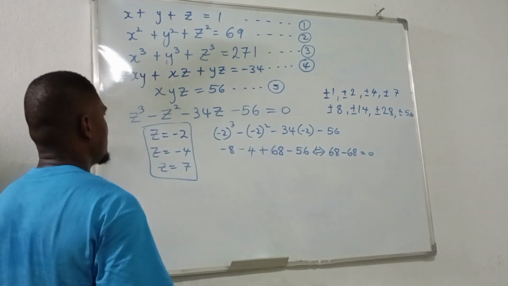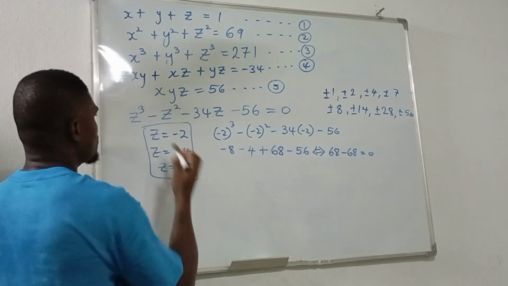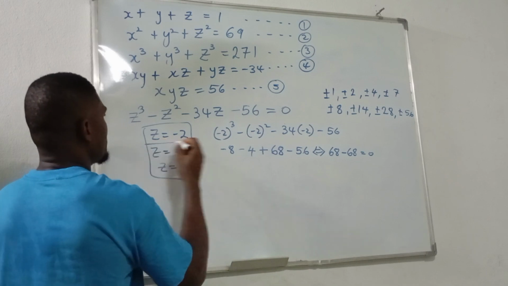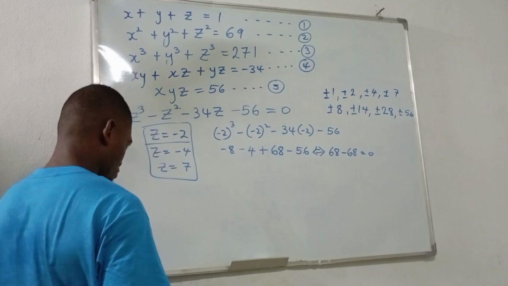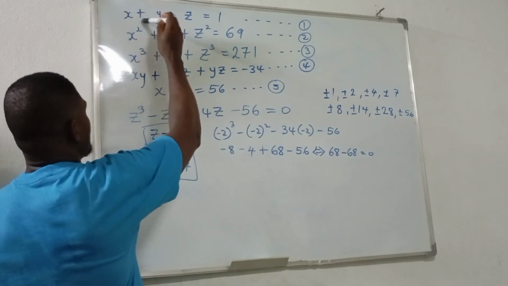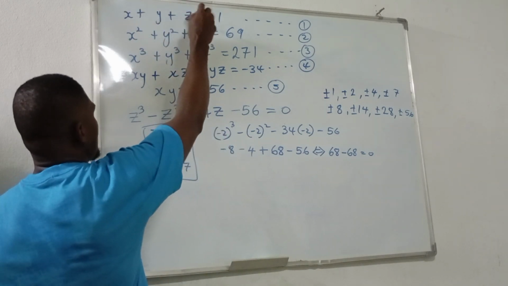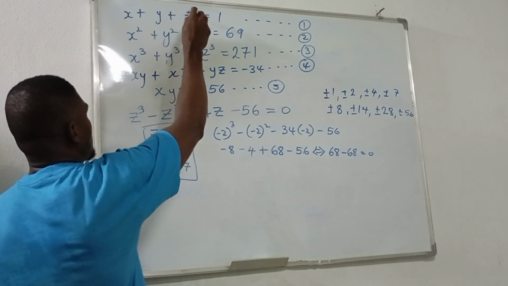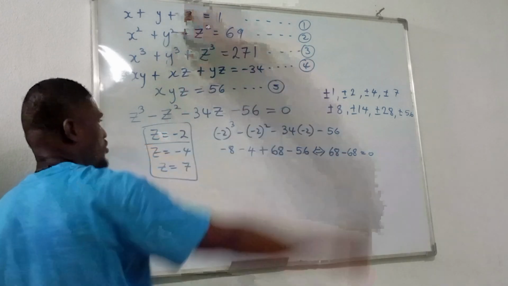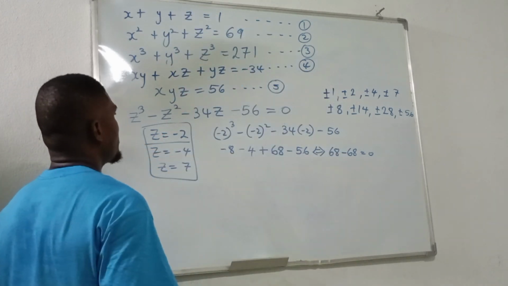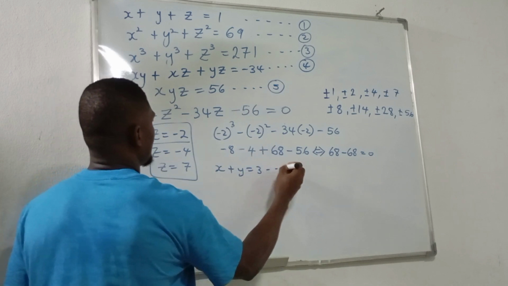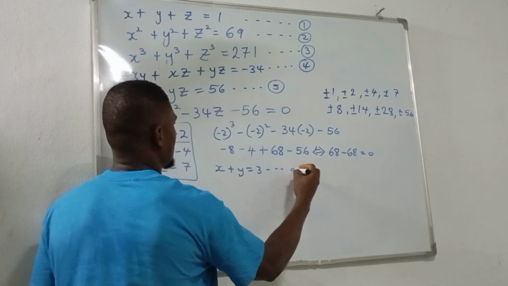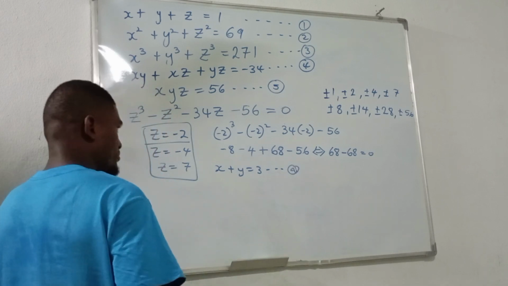So we test it now by substituting z as minus 2 into equation 1. If you do that to equation 1, it's going to be x plus y plus minus 2, that's x plus y minus 2. So we move the minus 2 to this side, it becomes 1 plus 2, which is 3. So we'll now have the equation x plus y equals 3. So that will be, let's say, equation A.